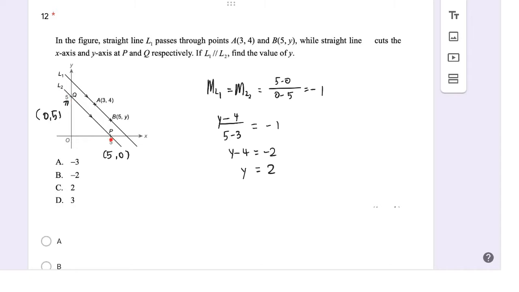And these two points, you know that this one should be (0, 5), and this one should be (5, 0). That's why you have found this one. The slope should be -1, and then this one will be the slope of L1.